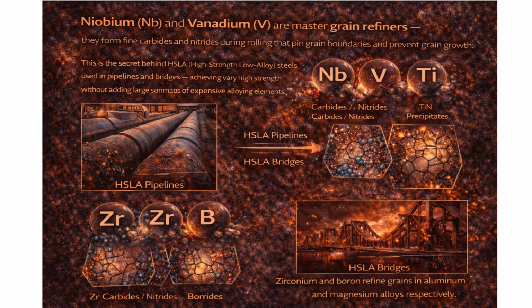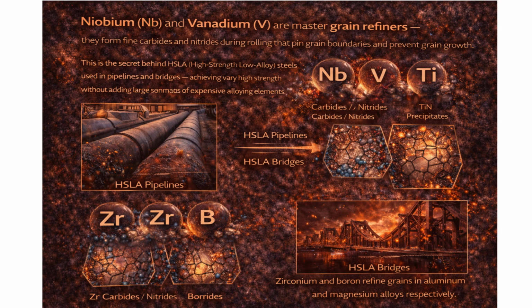Niobium and vanadium are master grain refiners. They form fine carbides and nitrides during rolling that pin grain boundaries and prevent grain growth. This is the secret behind HSLA, high-strength low-alloy steels used in pipelines and bridges, achieving very high strength without adding large amounts of expensive alloying elements.